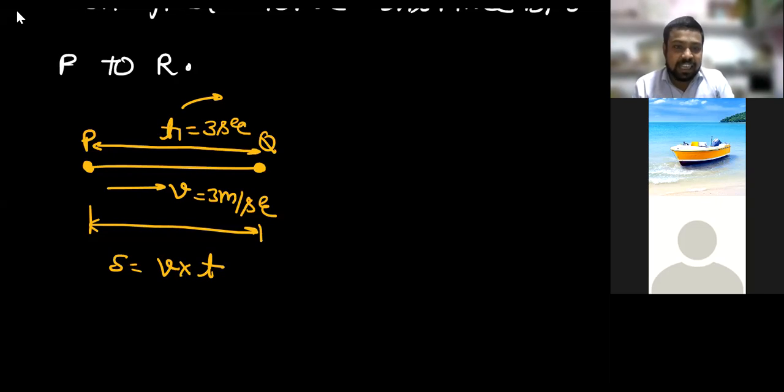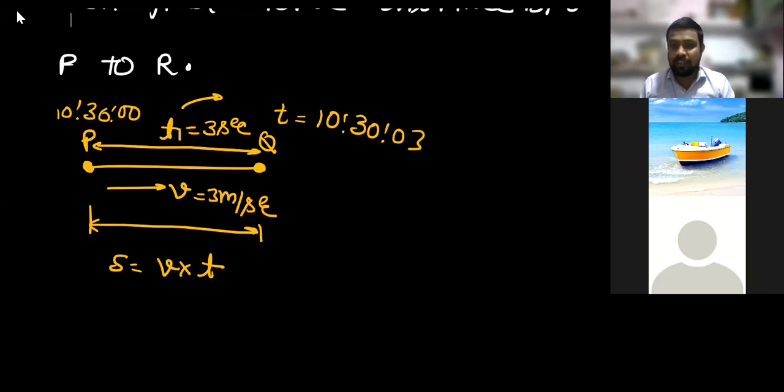Suppose at point P your watch timing is 10:30:00, and when you reach point Q, your timing is 10:30:03. Do you understand? So already in this question the duration is given. This is 3 seconds. If you travel from P to Q, you take 3 seconds to reach point Q from P. Yes, sir.